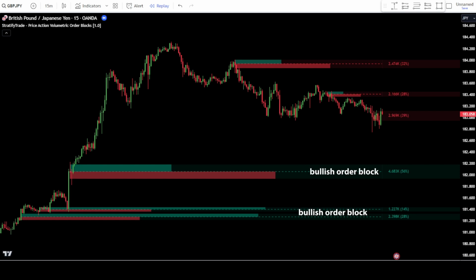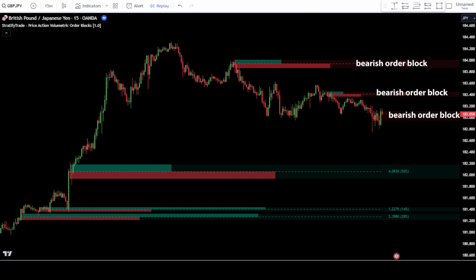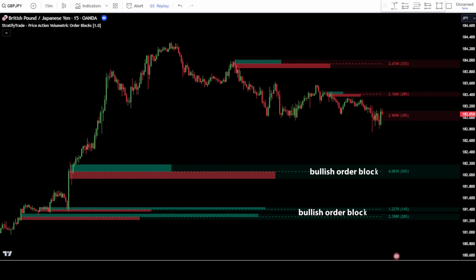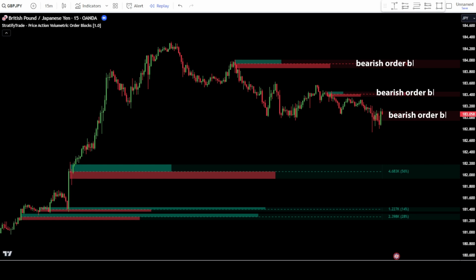Green order blocks indicate bullish areas, while red order blocks indicate bearish areas. If the price enters a bullish order block area, your main focus should be on finding the best entry point to place a buy order. Conversely, if the price enters a bearish order block area, your main focus should be on finding the best entry point to place a sell order.